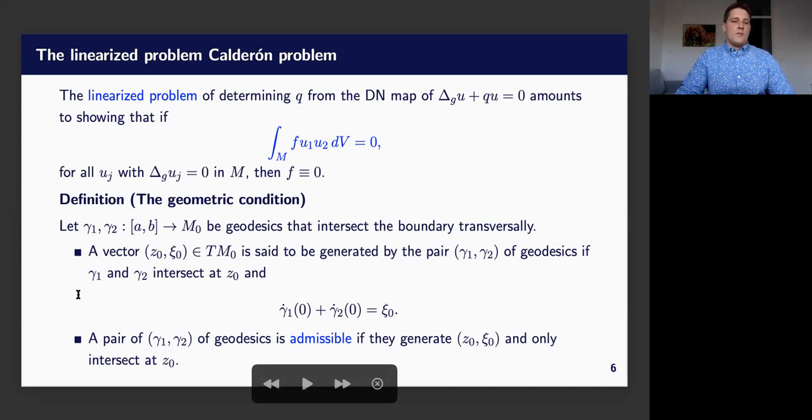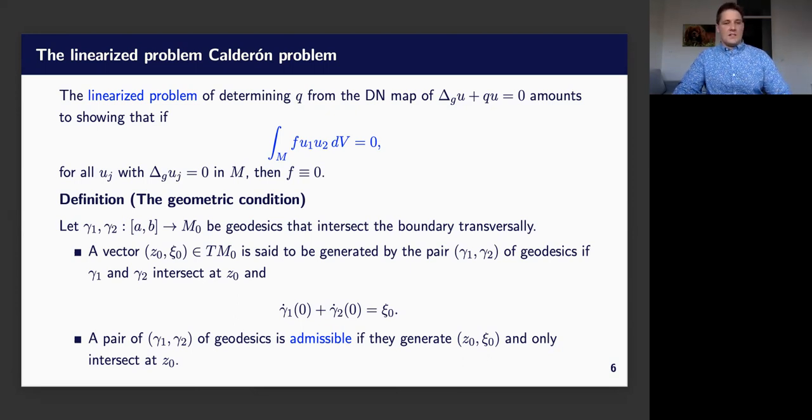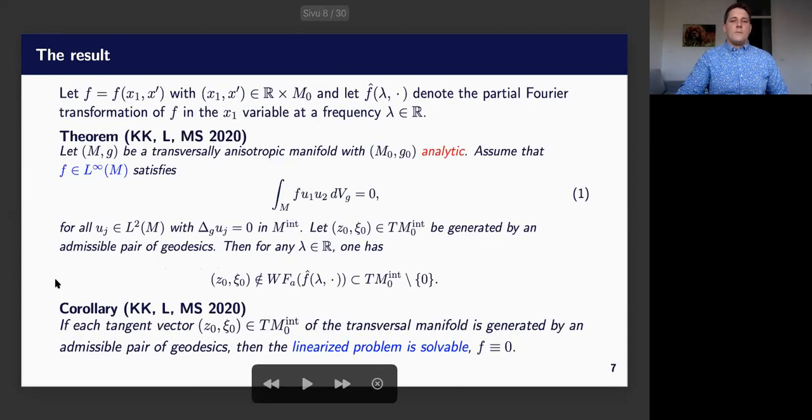Moreover, this pair of geodesics gamma 1 and gamma 2 is said to be admissible if they generate this z0 psi 0 and they only intersect once, which means that they only intersect at this point z0. Okay. So next is the main theorem. Okay, so this is our result, which we proved last year. Before that, I need a small explanation here.